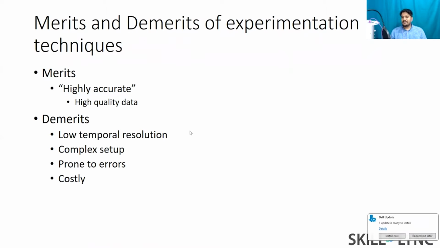Now, as far as merits and demerits of experiments are concerned, I think we know it very well. The data is really high quality. The problem is it's low temporal resolution, in certain scenarios. For example, if you're studying combustion in a box, then yes, you can get data quite accurately. But what if you're studying combustion in an actual engine? Well, you need really complex equipment to get high temporal resolution, meaning the data should be taken quite frequently.